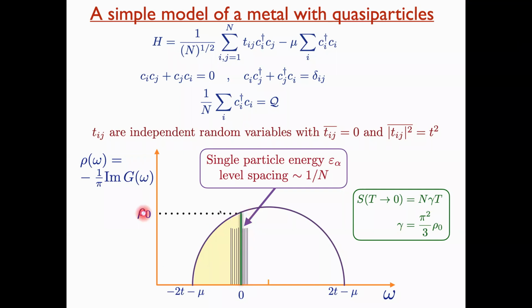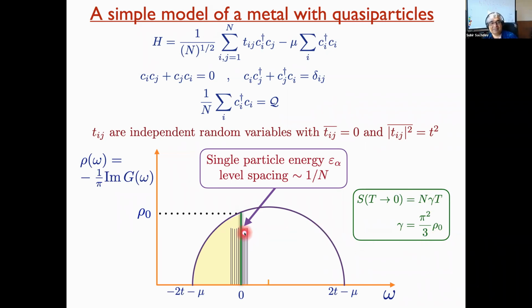So there's a density of states at the Fermi energy, which is some number rho naught. Then the specific heat and the entropy at low temperature have this famous Sommerfeld form. It's proportional to the number of electrons and proportional to temperature, and this coefficient we call gamma in condensed matter physics, the gamma coefficient. For this case, it's just related to the density of states.